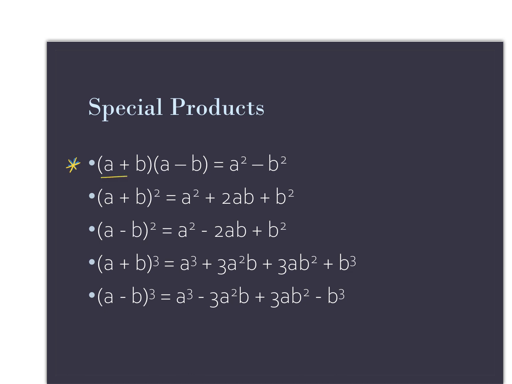But I will tell you that these special products are not really necessary for multiplication, because if I have a plus b times a minus b, I can always FOIL, and I can get my answer. And I can FOIL for this one too, because this is a plus b times a plus b. This is a minus b times a minus b. So I can always FOIL. This one is 3 terms, a plus b times a plus b times a plus b, and it's a longer process, but I can always do all of these the long way and multiply, okay?